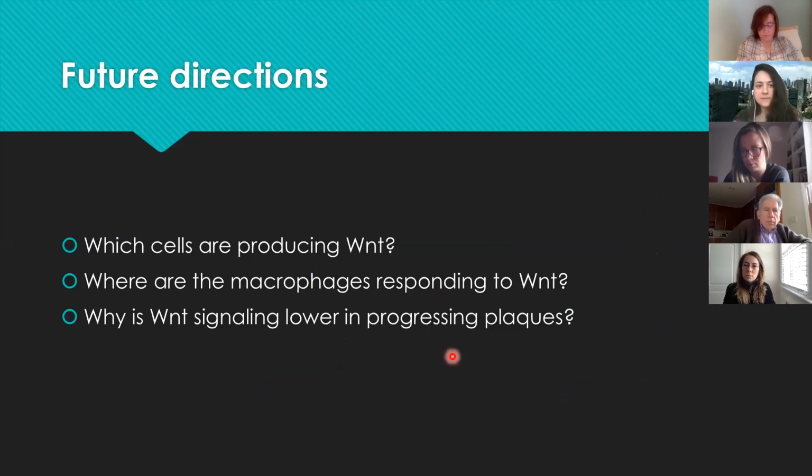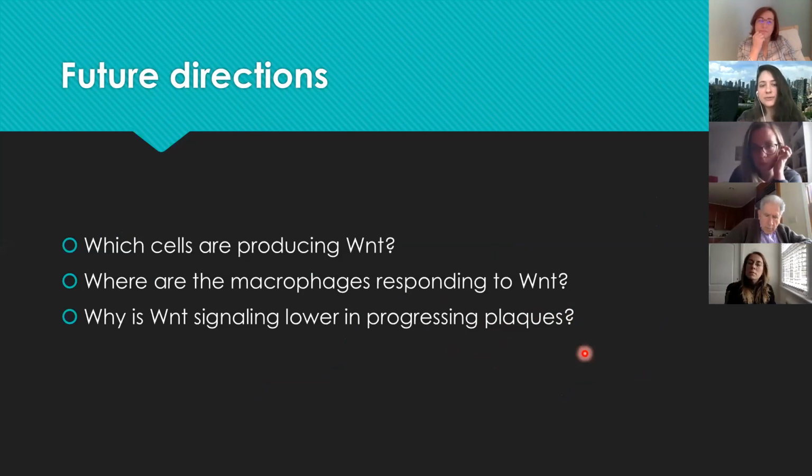Our next step is to understand which cells are producing Wnt, because it had been shown in the past that every cell type in the body can produce Wnt. We actually don't even know where the macrophages are responding to Wnt. It's possible that they're responding in the microenvironment of the plaque, but it's also possible that they're responding in the bone marrow, the circulation, the spleen. We don't really know where. And now we want to also understand why Wnt signaling is lower in progressing plaques and higher in regressing plaques.